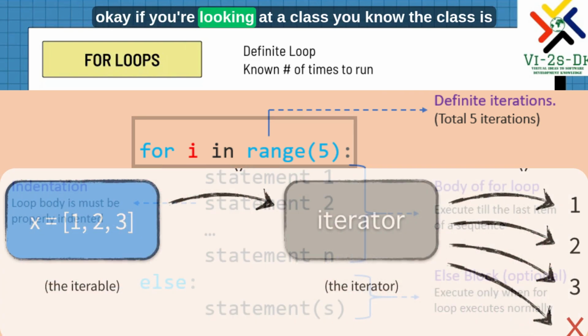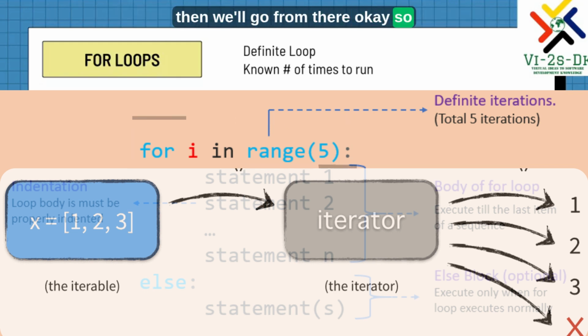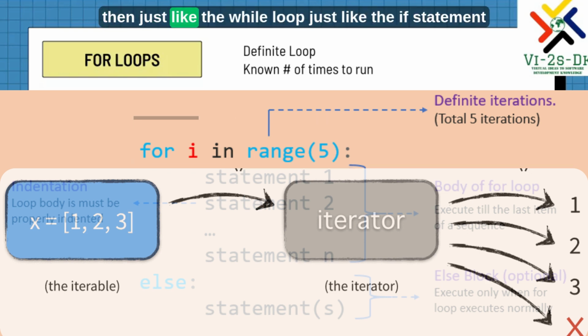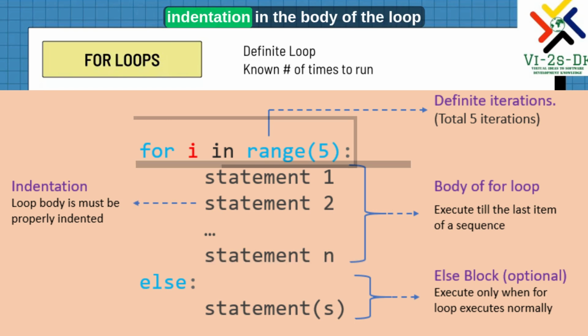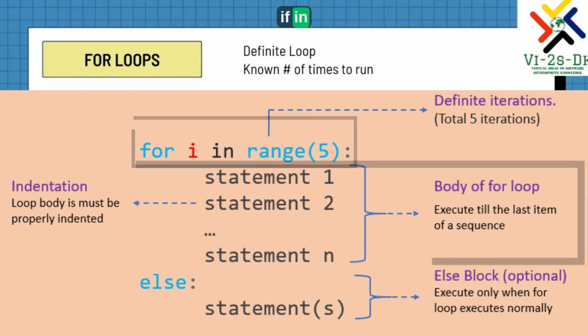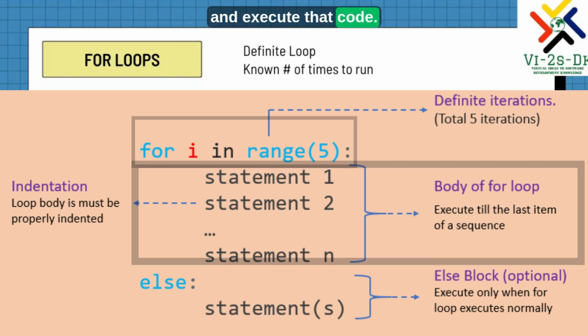Okay. If you're looking at the class, the class is 80 students. You want to print out the names of each student in the class. Then you can say for student in class, whether class is a collection, a list, a set, a dictionary, whatever collection that we'll talk about shortly, and then we'll go from there. Okay. So obviously it's a compound statement, so it ends with a colon. And then just like the while loop, just like the if statement that we talked about yesterday, you get to execute all the code within the indentation in the body of the loop. In this case, it's not a condition. You get each single one of your elements in the collection and execute that code for each item in the iterable. Okay. So it's also straightforward like that. We'll look at a few examples shortly.